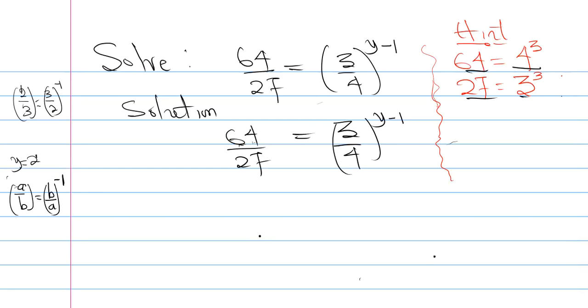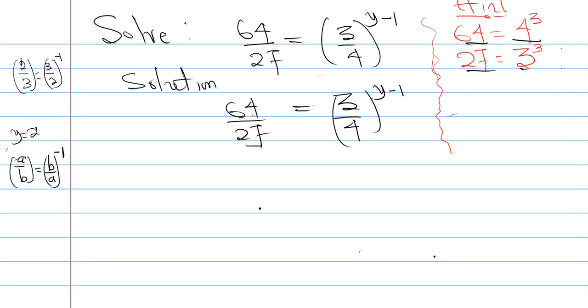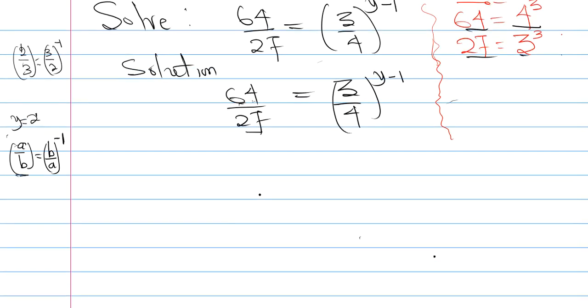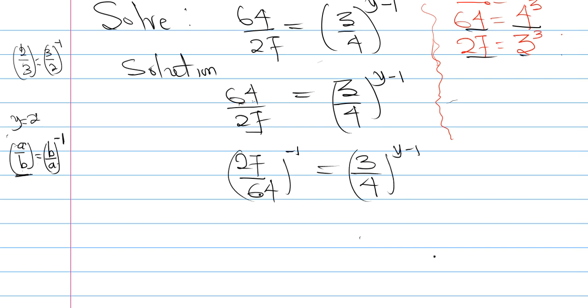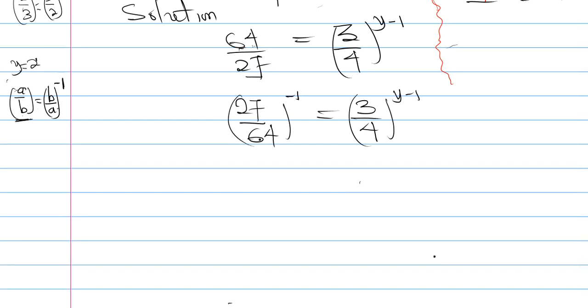Okay, so let's continue. Now we have 64 over 27 equal to 3 over 4 raised by y minus 1. Alright, now to solve this one, look at this principle here. Let's say we have a over b. It can be b over a inverse. Now here I can say 27 over 64, everything raised by inverse, raised by minus 1, equal to 3 over 4 raised by y minus 1.